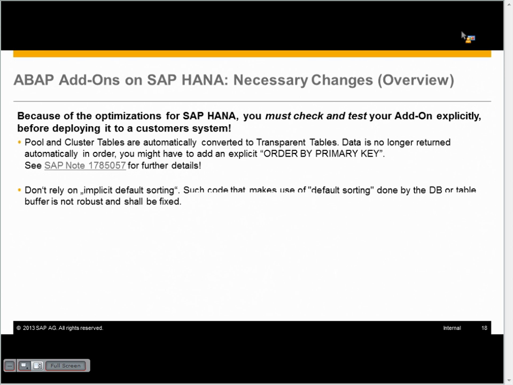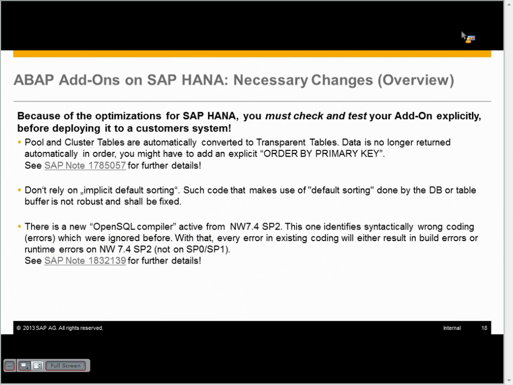The second point that has been changed, you should no longer rely on implicit default sorting that is returned by the database. That might have changed with SAP HANA, and that means such code is no longer robust and shall be fixed. So whenever you need sorted data, you have to add now an order by statement.